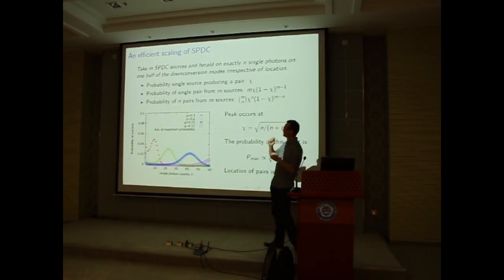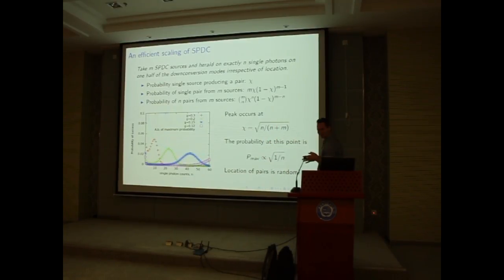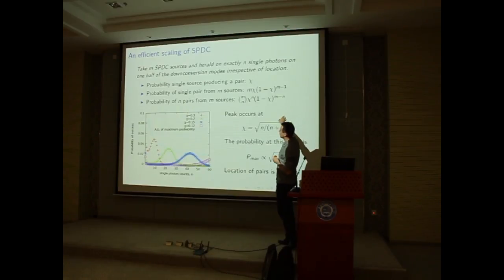If you have M modes, 2M modes and M of these sources, and you wait for exactly n clicks, then you would usually expect an exponential overhead. But if you don't care where the clicks occur, then it's okay because you can tune the squeezing parameters such that you don't get an exponential scaling. So if you have some single probability producing a pair in a source of chi, then you can write down the probability of a single pair from m sources. You get some expression, and then you do it for n pairs from m sources, so that you're going to get n clicks on your heralding mode.